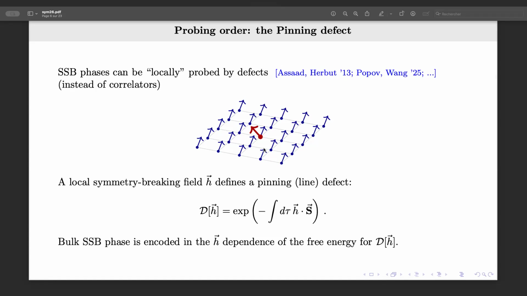And you can think of detecting the symmetry breaking phase, instead of talking about correlation functions of local operators far away, by talking about the free energy of this defect as a function of H. In the ordered phase, it gets maximized or minimized, depending on your sign convention, when it's aligned with the magnetic field. And if you're in a disordered phase, it's independent of the direction of H.